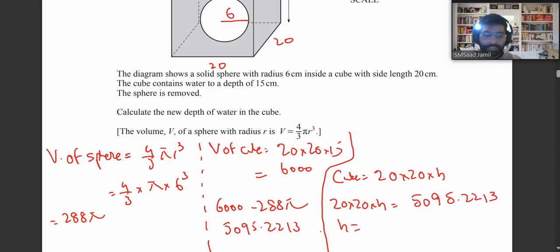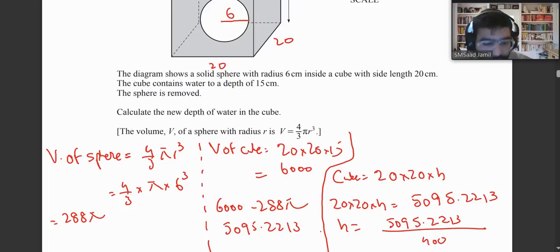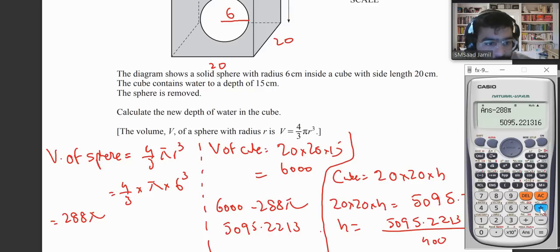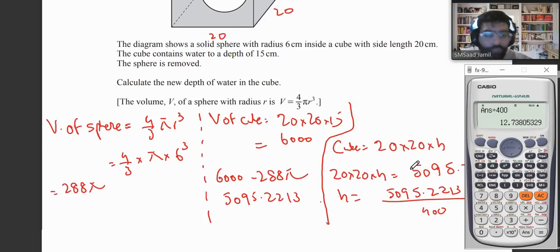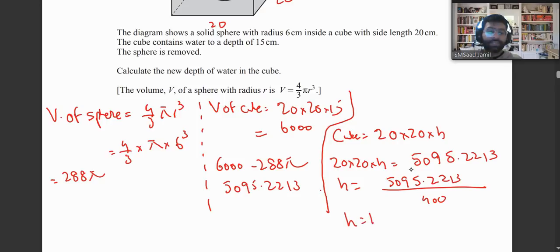So height is equal to 5095.2213 divided by 20 multiplied by 20, which is 400. So divide the answer with 400. It's 12.73. Height is equal to 12.7. This is your height, the new depth of the water in the cube without the sphere.